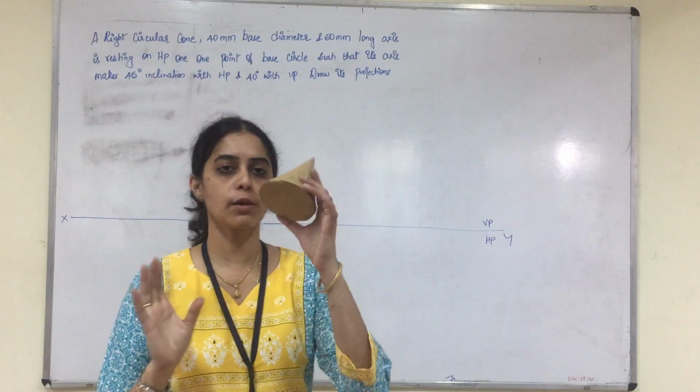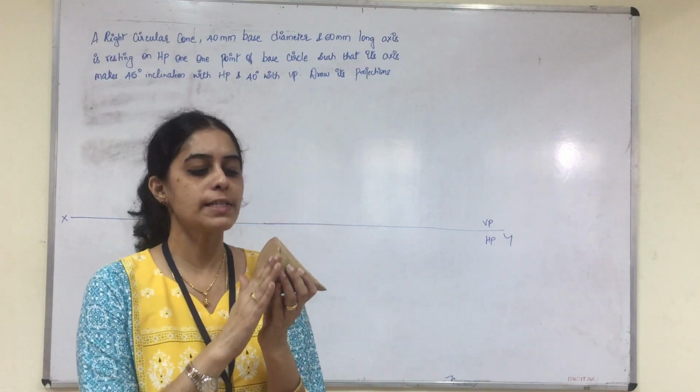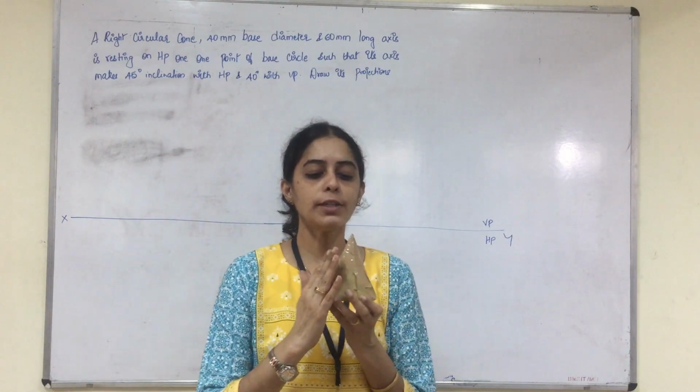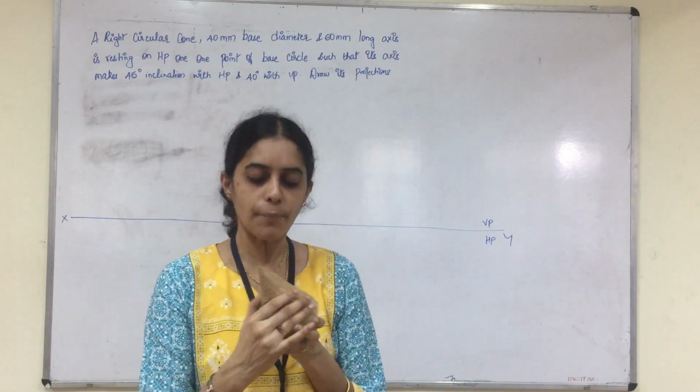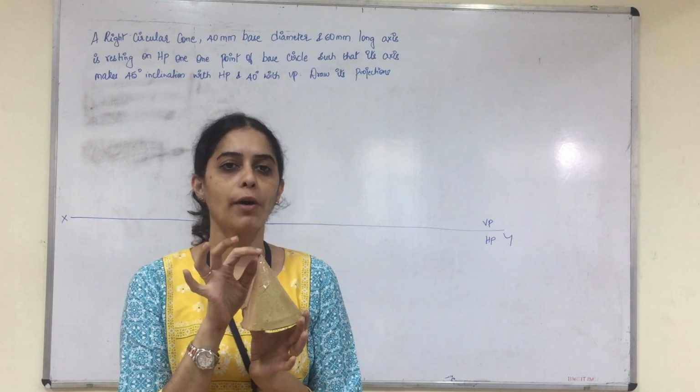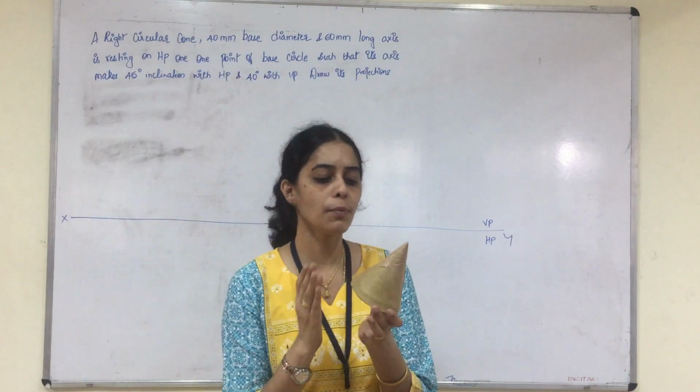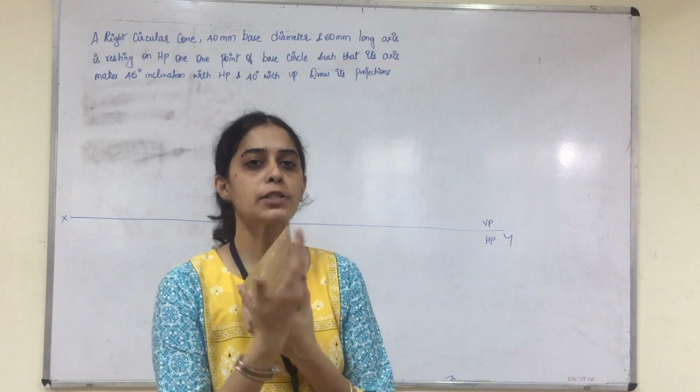So you know how a cone looks. It will have a circular base and it will be surrounded by n number of generators which will be connected to our common point, the apex. So how is a cone formed? It is formed by the solids of revolution.